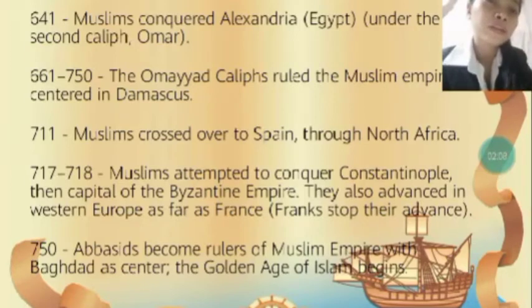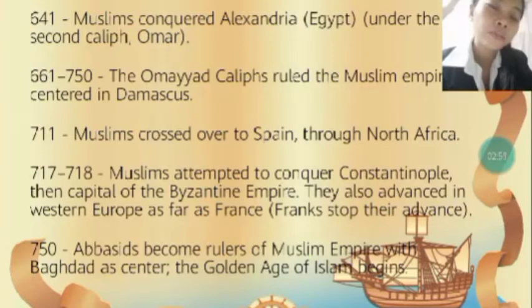From 661 to 750, the Umayyad Caliphs ruled the Muslim Empire centered in Damascus. In 711 CE, Muslims crossed over to Spain through North Africa. And in 717 to 718, Muslims attempted to conquer Constantinople, then capital of the Byzantine Empire. They also advanced in Western Europe as far as France.